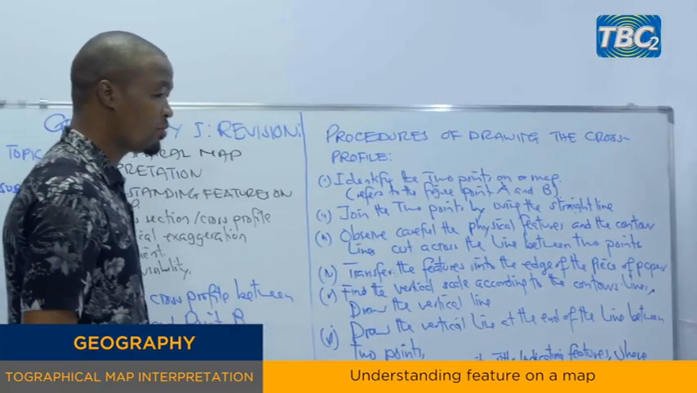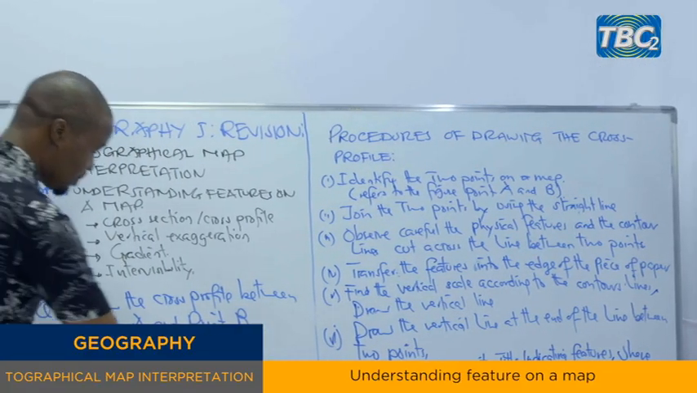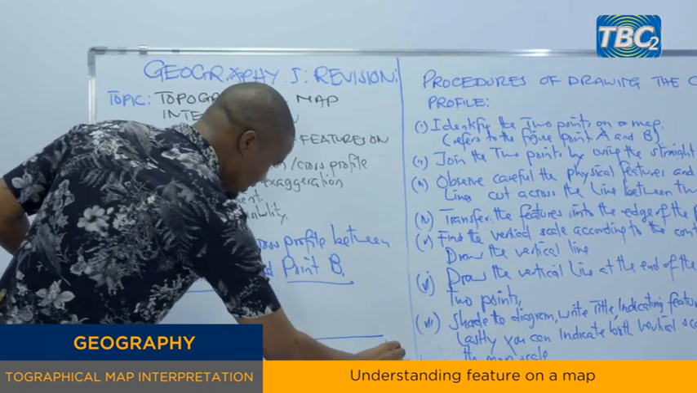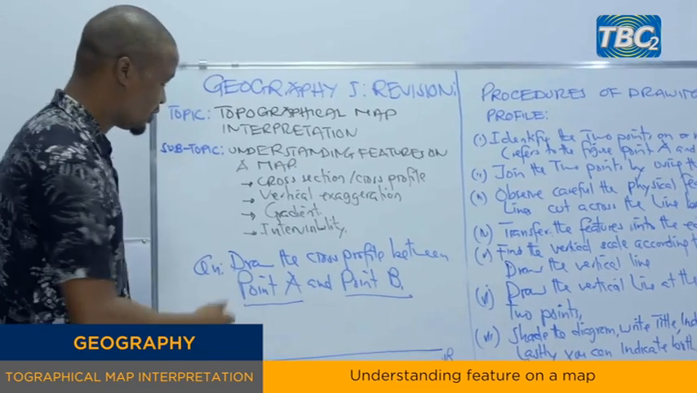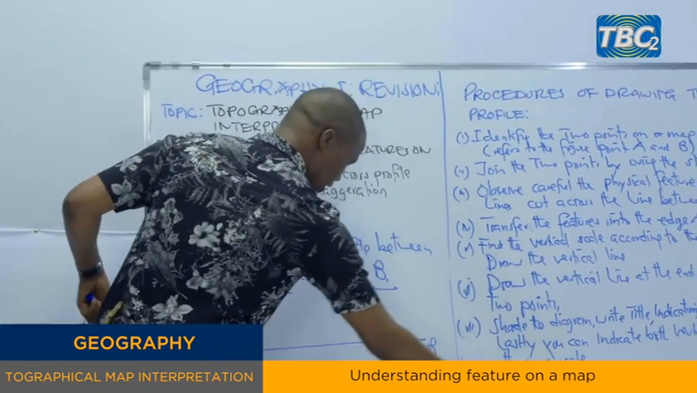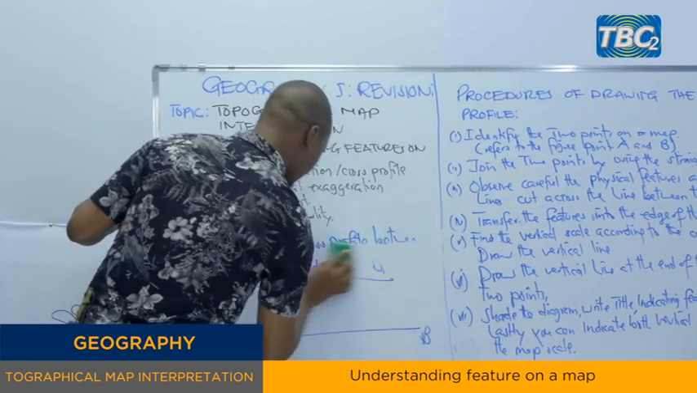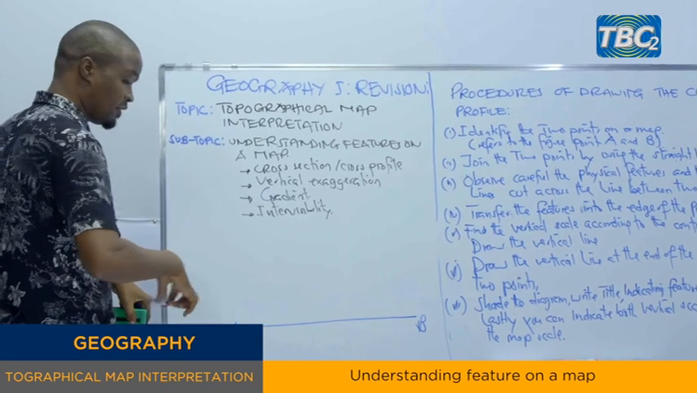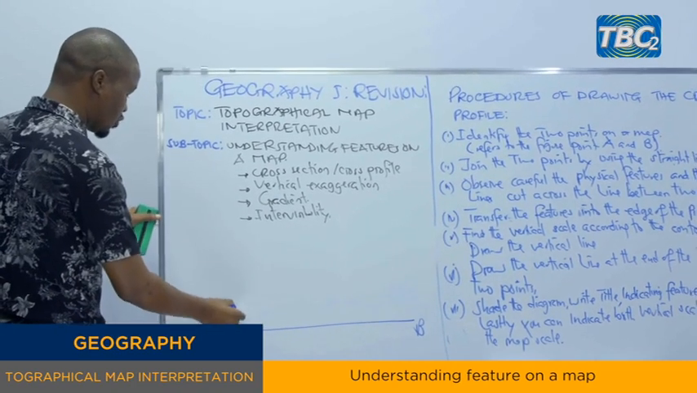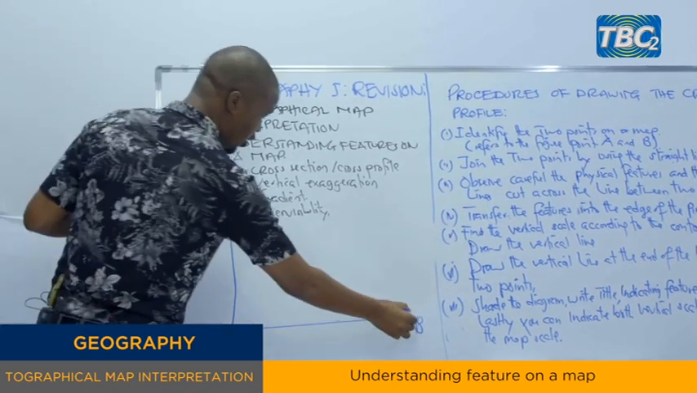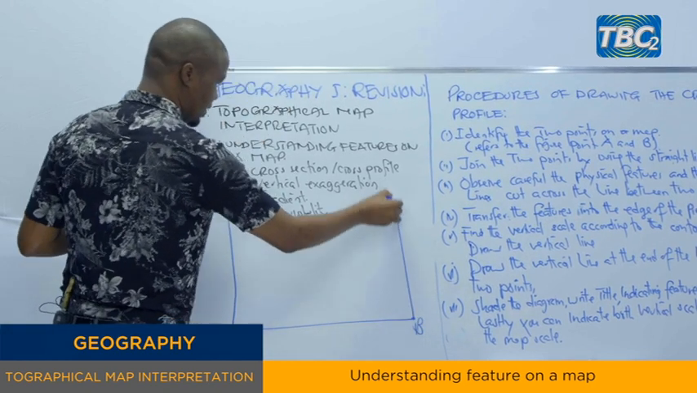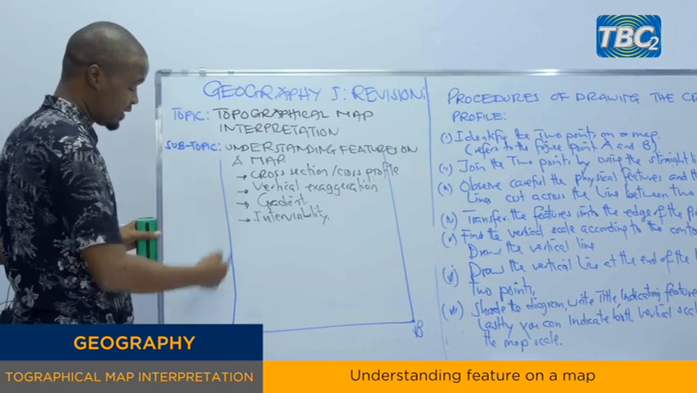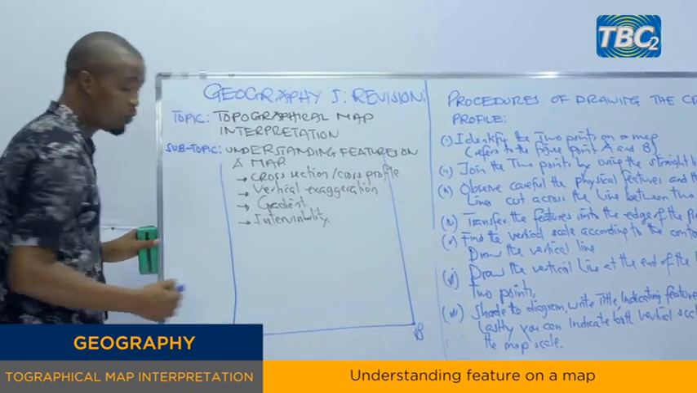After finding the vertical scale, right now you will draw your line. Let's assume this is point A and this is point B. What are you going to do after finding the vertical scale? We have to draw the vertical line at the end of the two points. Remember, my points are A and B. At each end, you have to draw the vertical line.